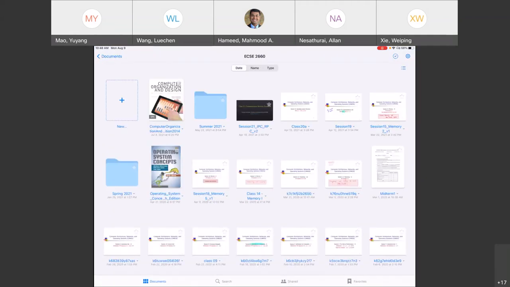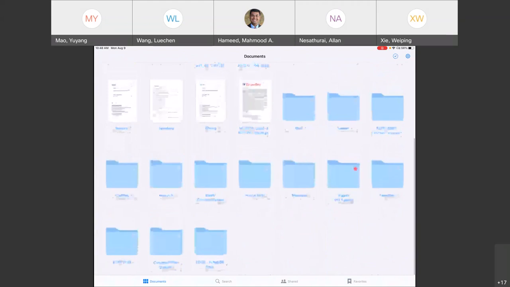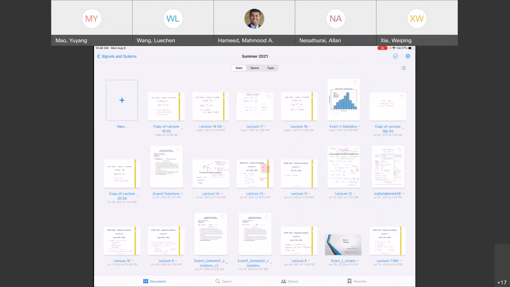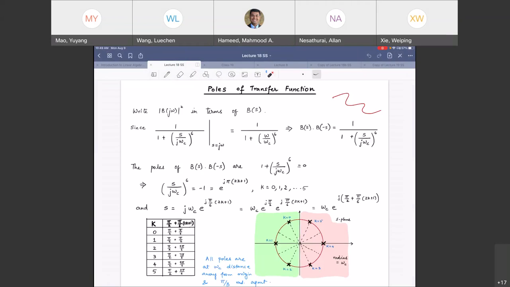Let me pull that up. I don't know if it is... signals and systems. Somewhere here it is hidden. I think it's going to be over here, right? So in the last class, this was the last slide, right? So if you have a third order Butterworth filter, the left half is going to give you those three poles that are stable when you get these three values.